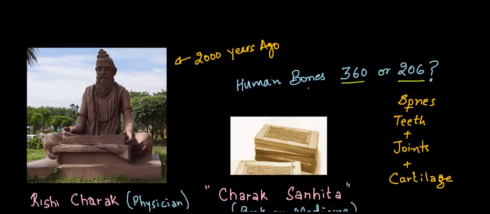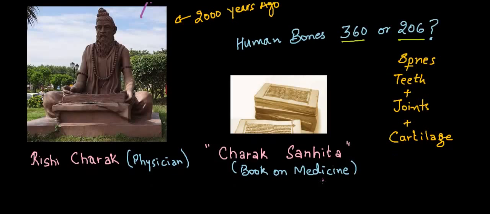Well, let's see this man here. It seems as if a sage or a rishi. He's actually Rishi Charak in India some 2000 years back. This famous man was a physician of his time, and he wrote a book named Charak Samhita. This book was based on medicines, and even in today's era, we find several good things of practical importance. But Rishi Charak at that time said the human skeleton contains 360 bones. But is it true?